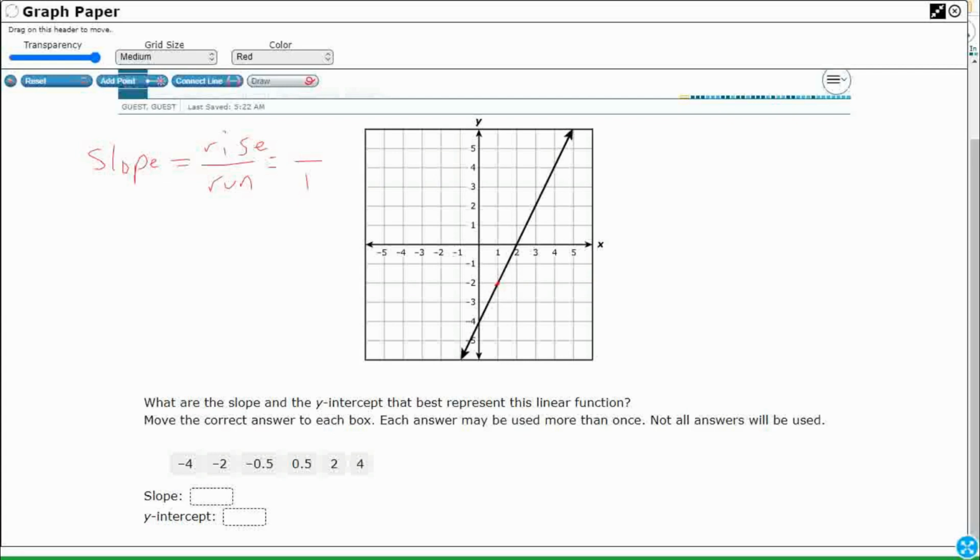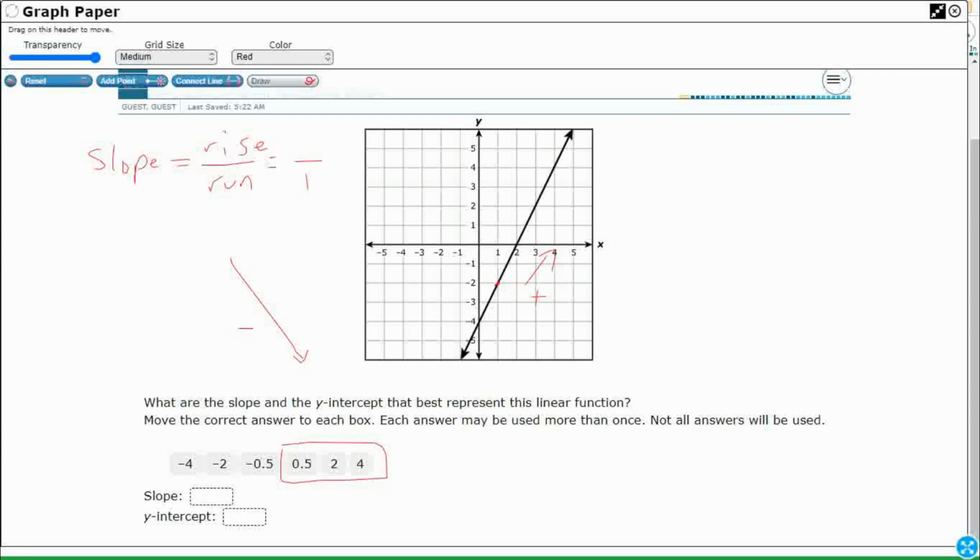So I know it's going to be a positive slope because it's moving up when I go left to right. If it ever moves down from left to right, like sometimes you get a slope that is like this, that's going to be a negative slope because it moves down. So I know it's going to be a positive slope, which means these are going to be my three possible answer choices.